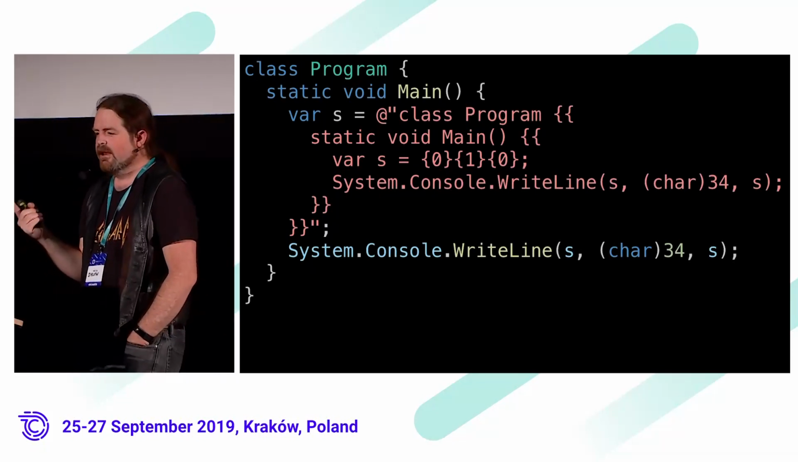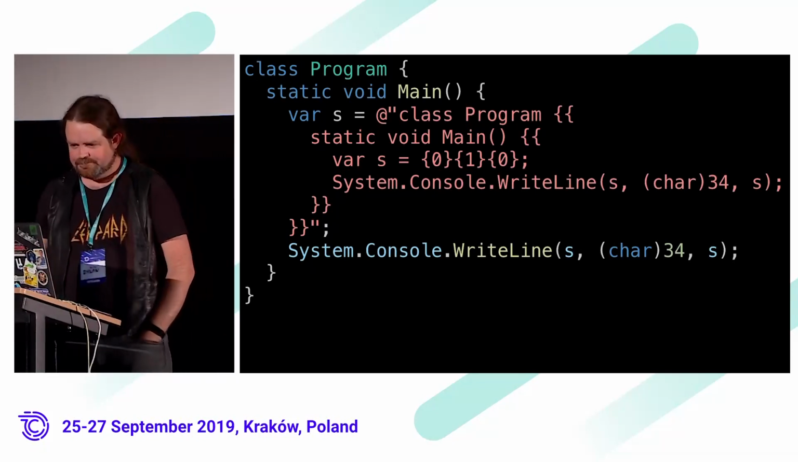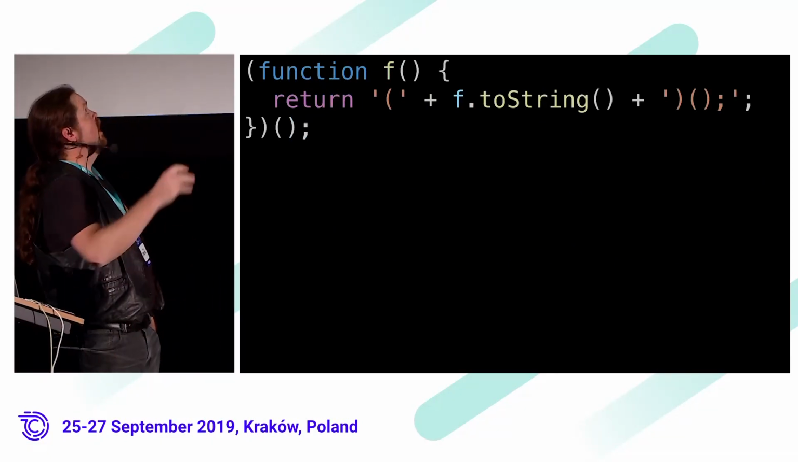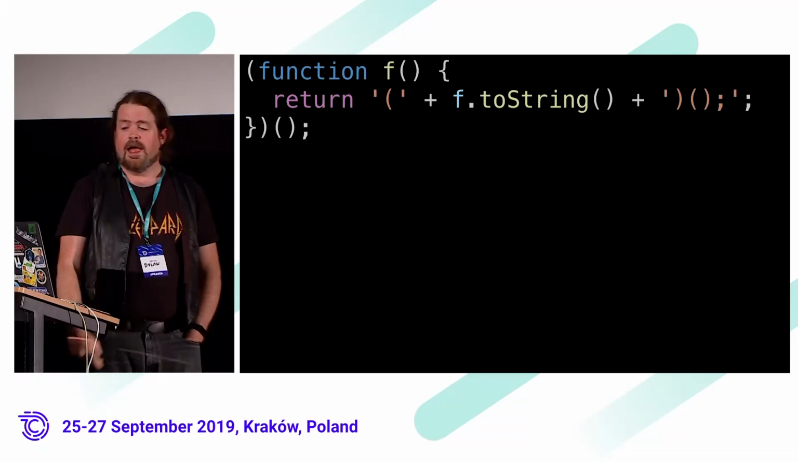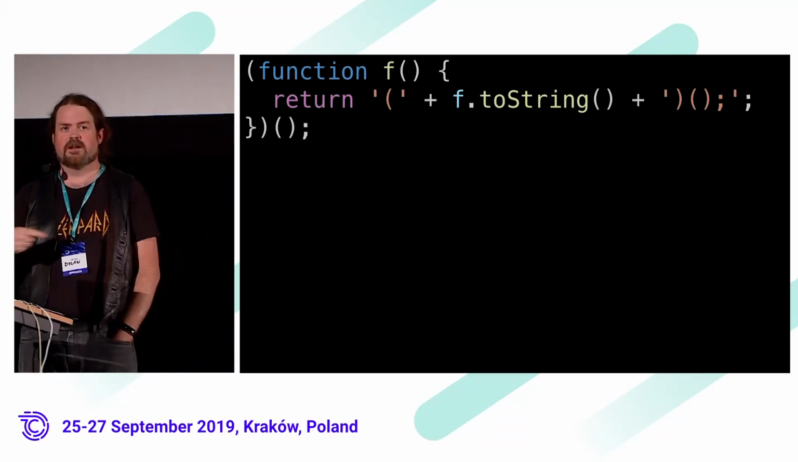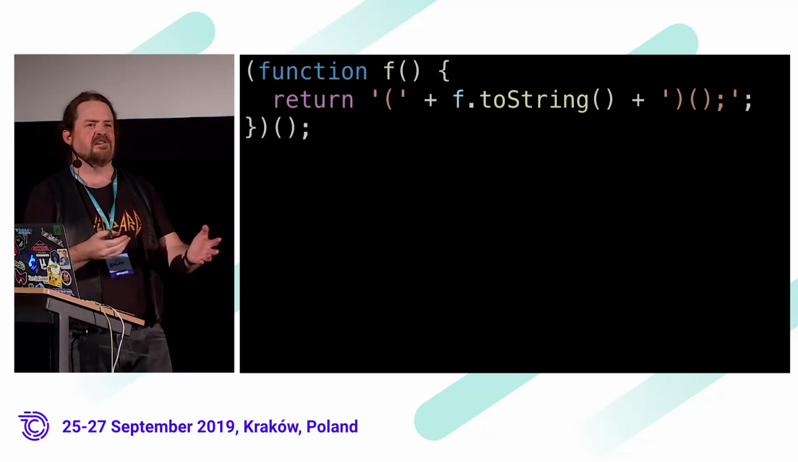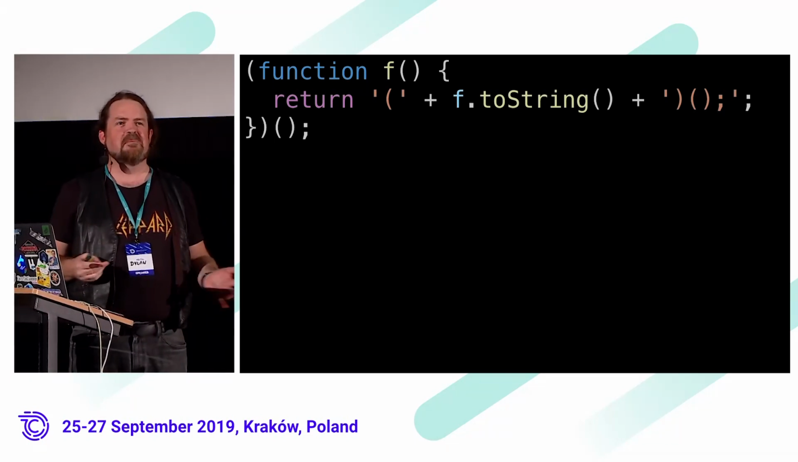Now, some languages are better at this than others. JavaScript functions have a toString. So a JavaScript quine is just f.toString, and that gives you back the function you just ran, and you run it, and it gives you your function back again. Now, obviously, this is useless, because if you've got your function, you don't need to run it to get it back, but I think it's kind of neat.